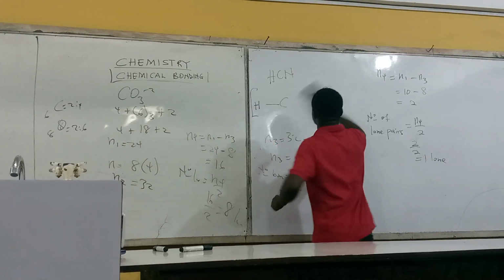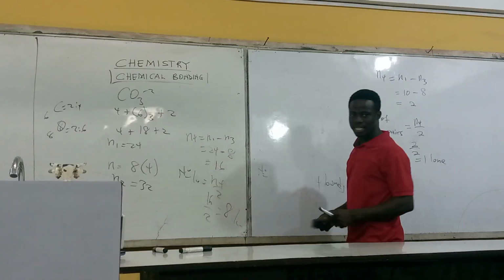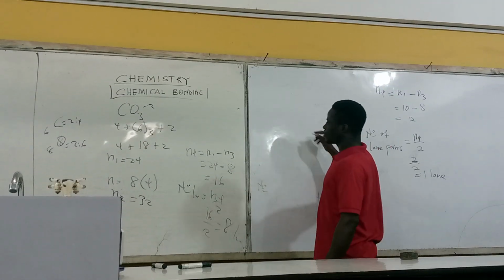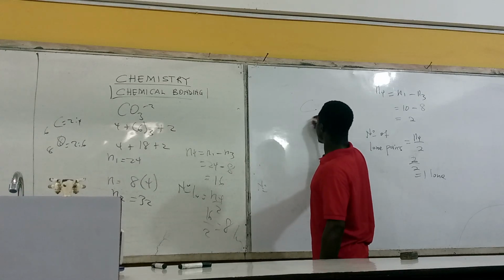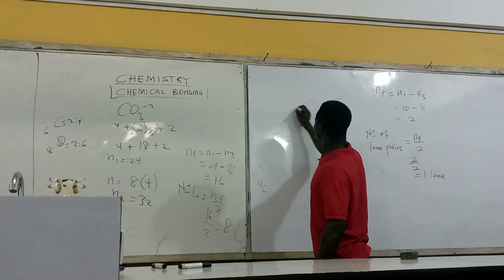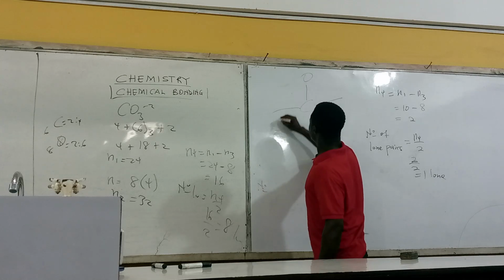8 lone pairs is giving us something like this. Let me draw this so that in our next video we continue. So let's look at the central atom, carbon. This is one oxygen. One oxygen is here. Okay, let me draw it.